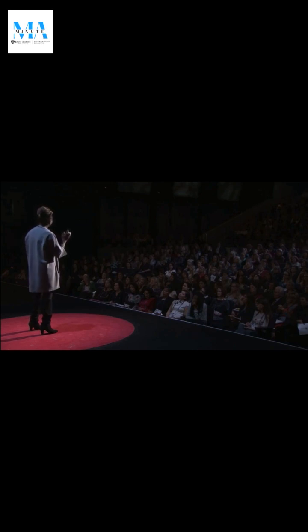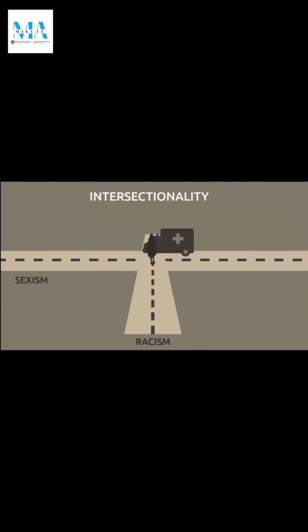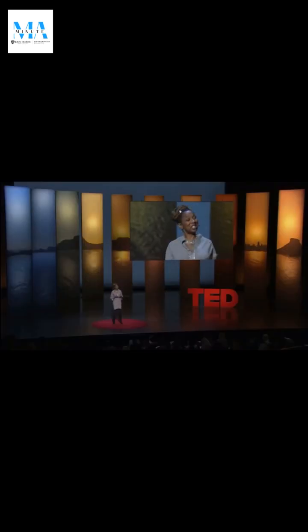The law was like that ambulance that shows up and is ready to treat Emma only if it can be shown that she was harmed on the race road or on the gender road, but not where those roads intersected. So what do you call being impacted by multiple forces and then abandoned to fend for yourself? Intersectionality seemed to do it for me.